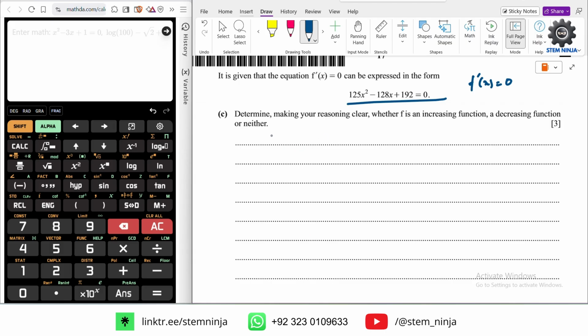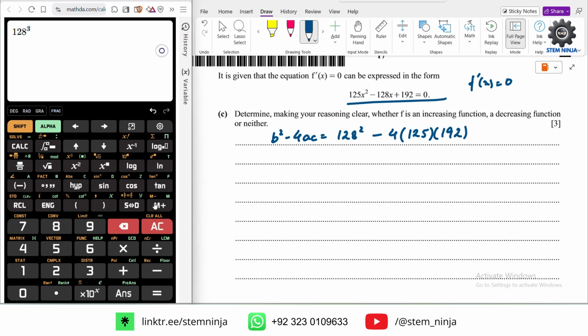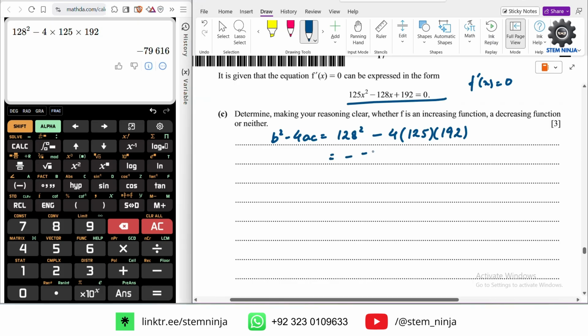Okay, so let's see that. If we try the discriminant, b squared minus 4ac: 128 squared minus 4 times 125 times 192. Now this is negative. Okay, so negative. Therefore no turning points.